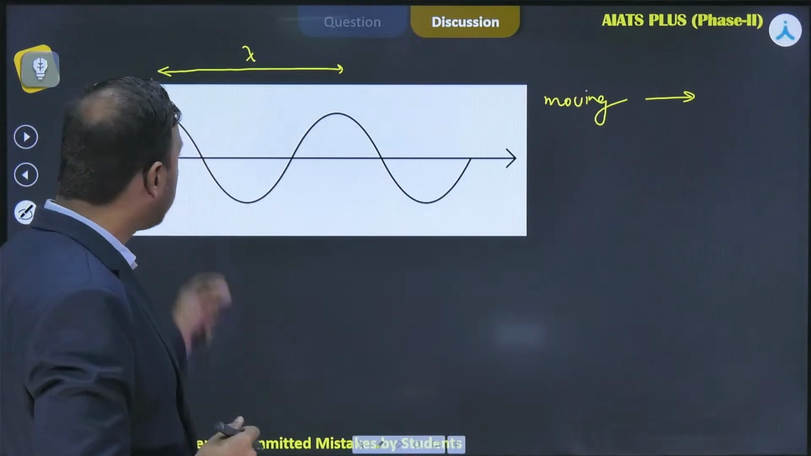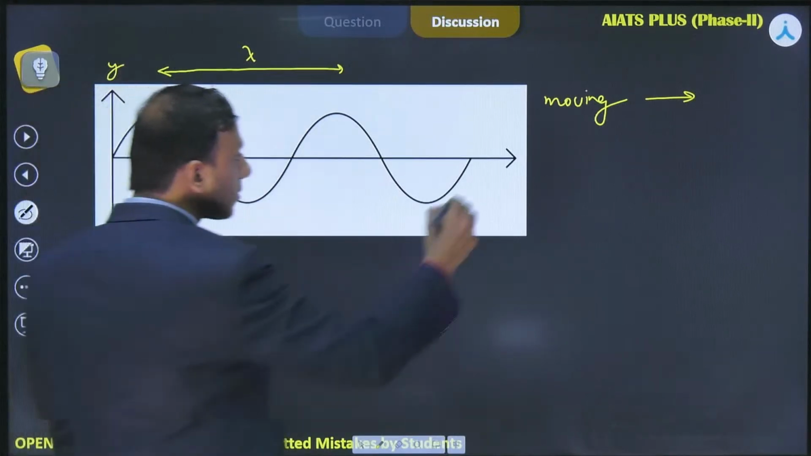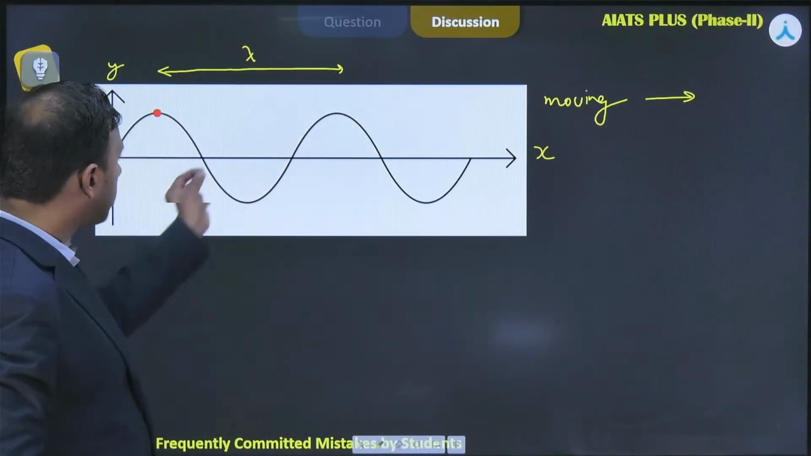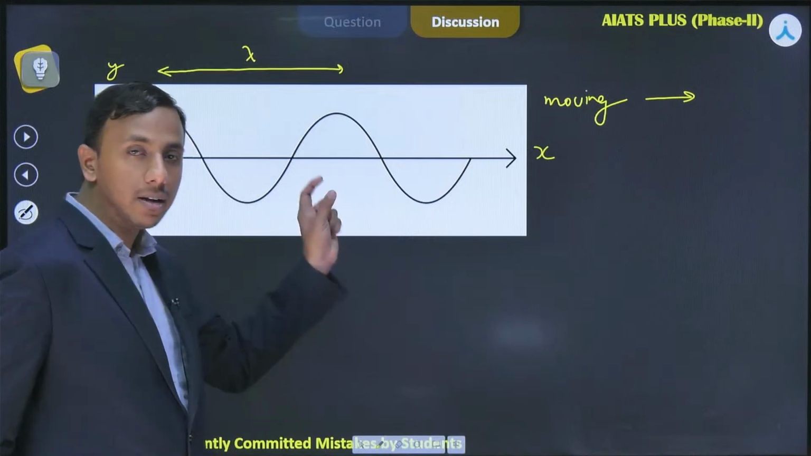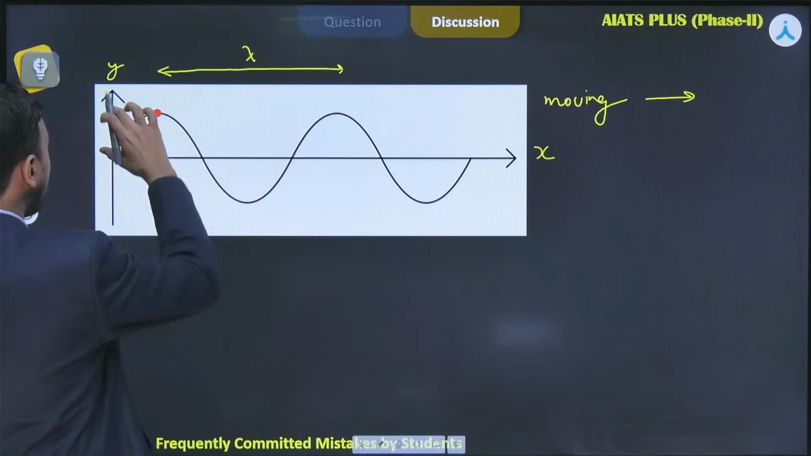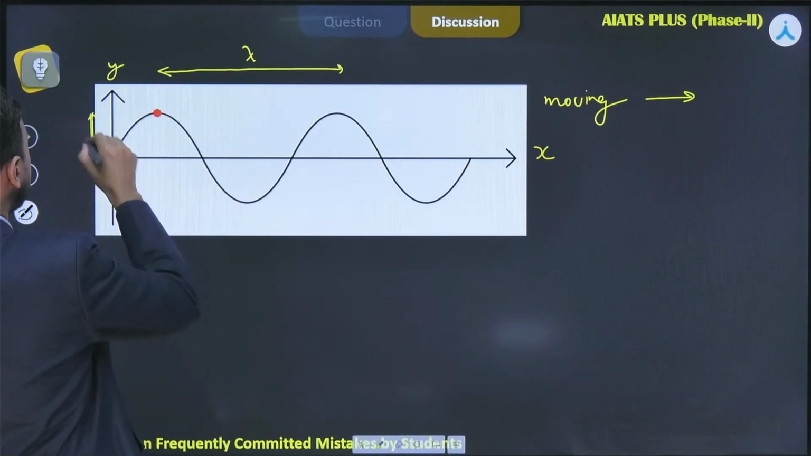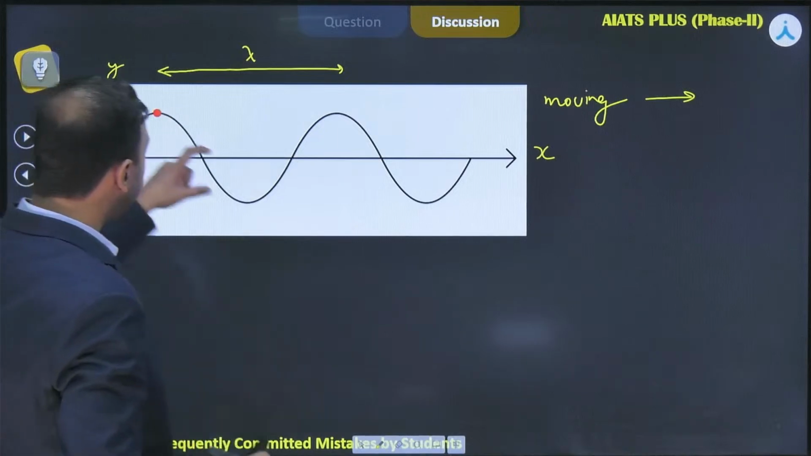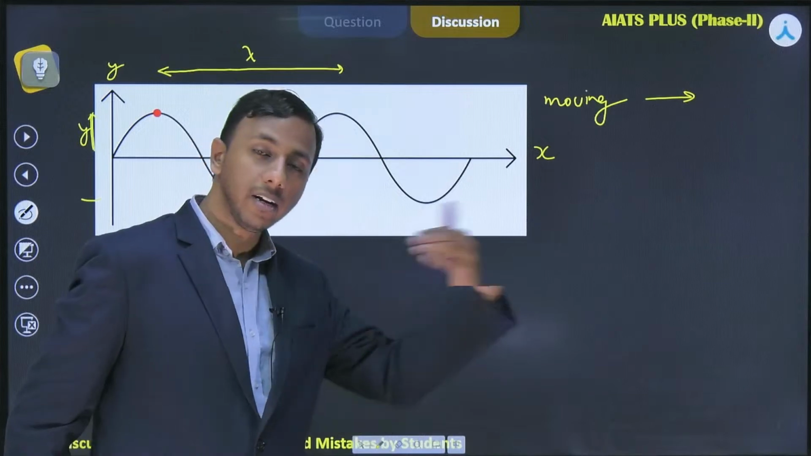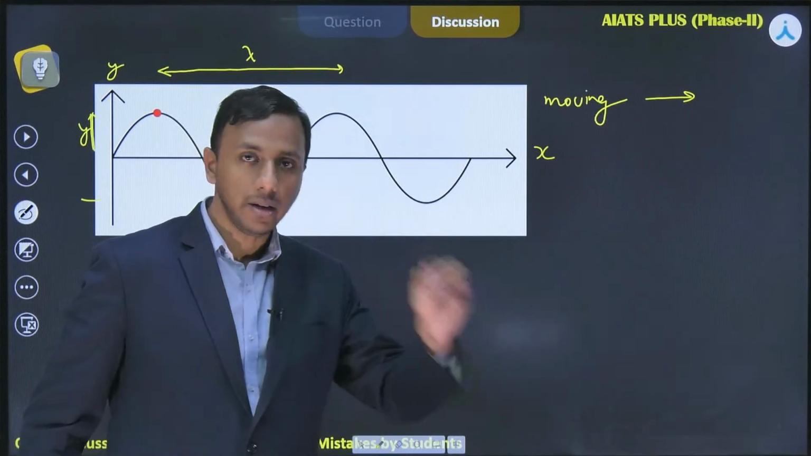So what can we write the equation of this wave as? Remember, this is your y-axis, this is your x-axis. This wave has multiple particles, and the displacement of each particle, the y coordinate I am talking about, will be different for each particle at the same time and at a different x. So the equation of the wave depends on both position and time.